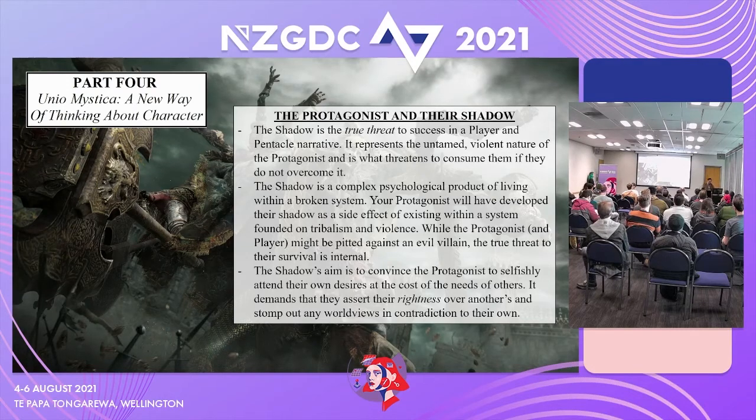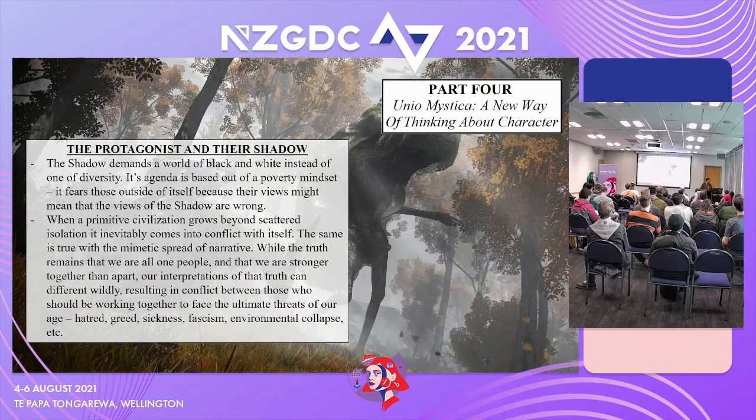The shadow's aim is to convince the protagonist to selfishly attend their own desires at the cost of the needs of others. It demands that they assert their rightness over another's and stomp out any worldviews in contradiction to their own. The shadow demands a world of black and white instead of one of diversity. Its agenda is based out of a kind of poverty mindset where it fears those outside of itself because their views might mean that its views are wrong.